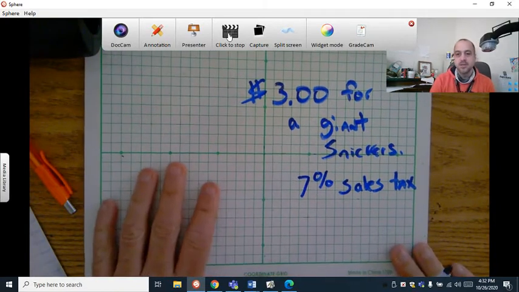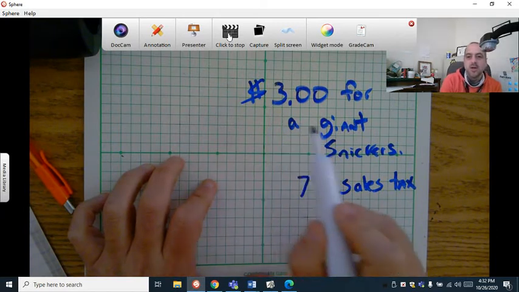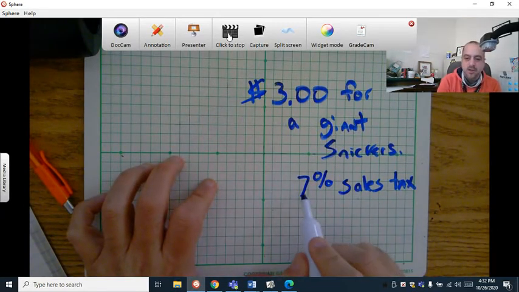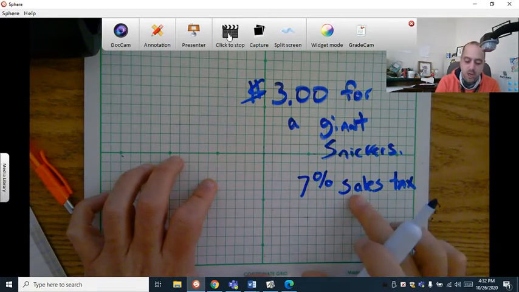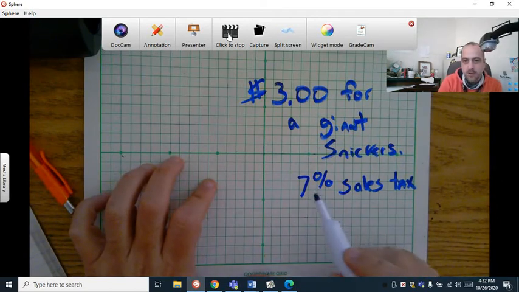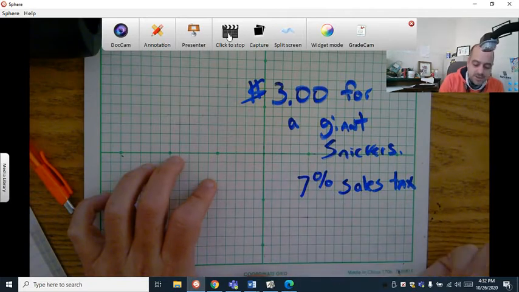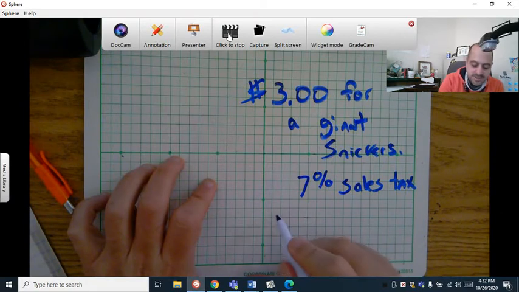But check this out. Let's do an easy sales tax problem. Let's say you're getting a giant Snickers bar and it's $3. There's going to be a 7% sales tax on what you buy, so it's going to cost more than $3, right? Let's figure out the tax first. How much is the little extra bit going to be? We're not going to use a calculator for this. You should most times, but for this example, we're not going to use one.